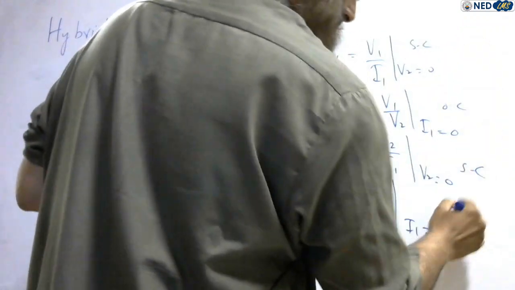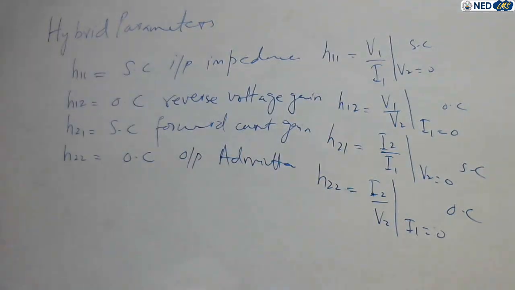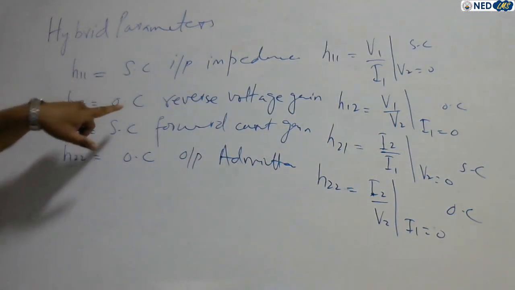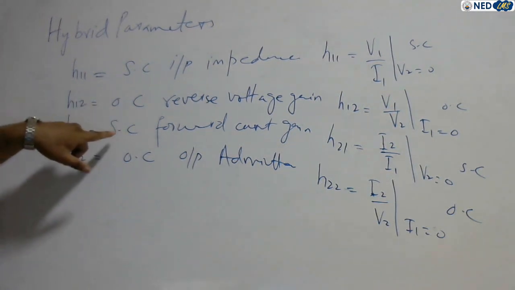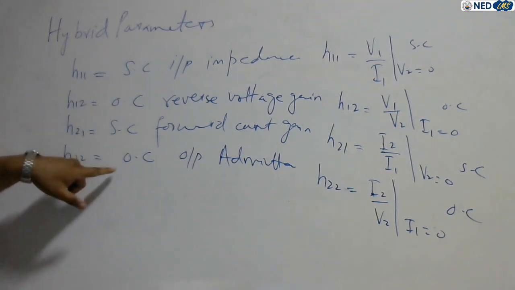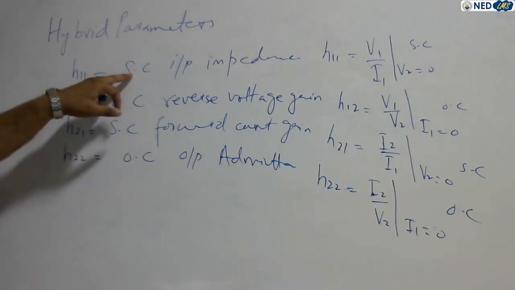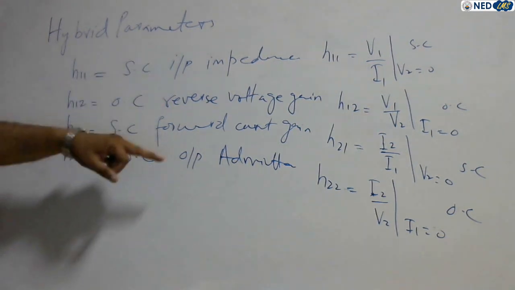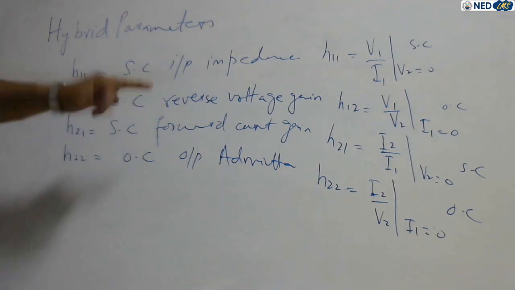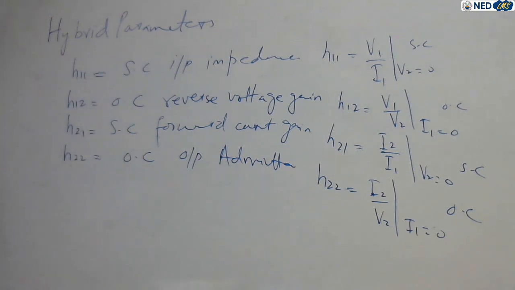Short circuit, open circuit. So see all these parameters: short circuit input impedance, open circuit reverse voltage gain, short circuit forward current gain, open circuit output admittance. See, all the parameters: impedance, admittance, gains. So that's why it's hybrid. And the use of these parameters, as I have told earlier, is in electronic circuits like transistors.